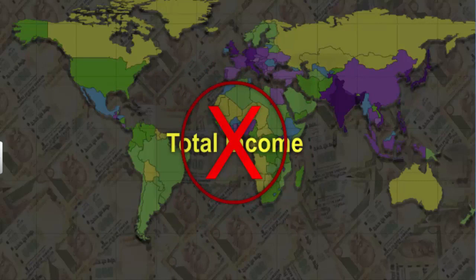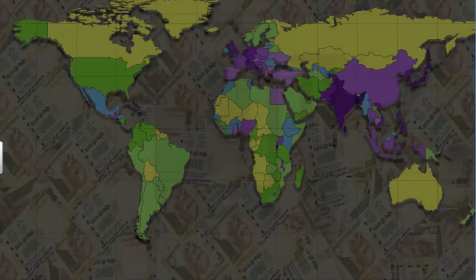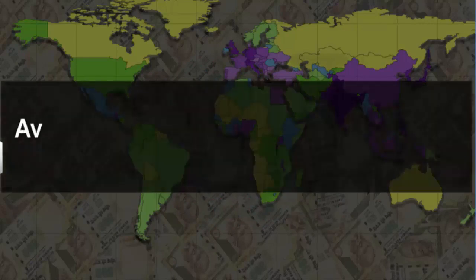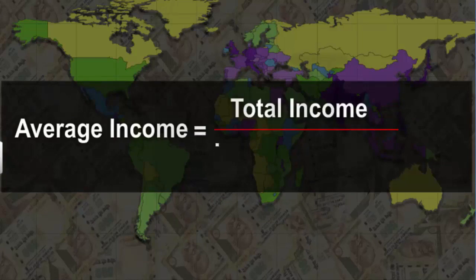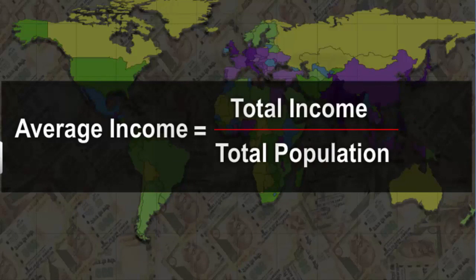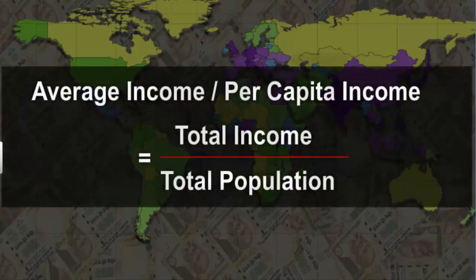A more reliable criterion for comparing national development is the average income given by the total income of a country divided by its population. The average income of a country is also known as its per capita income.